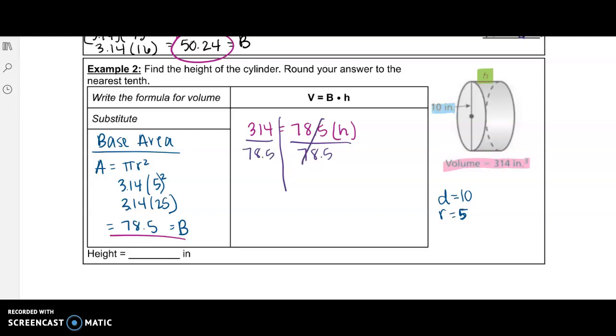These cancel, and that gives us 4. So h equals 4. So whenever we write this answer, it's only in inches because only volume is going to be inches cubed. So our height is 4 inches.